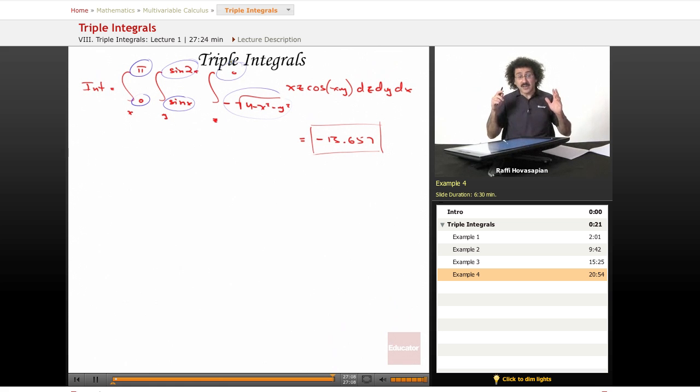Okay, so that is our introduction to triple integrals. In the next couple of lessons, we're going to be talking about cylindrical coordinates and spherical coordinates and triple integrals in those particular coordinate systems.